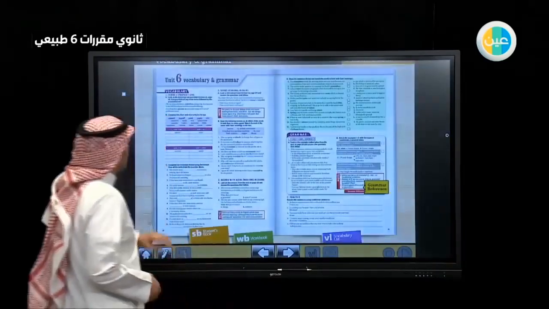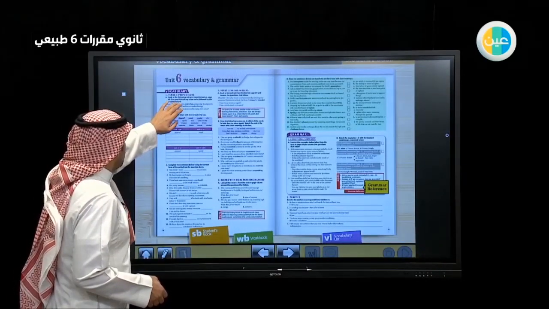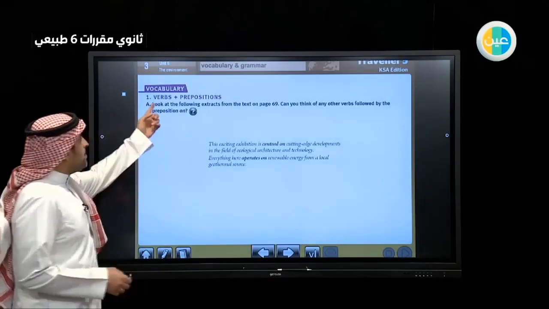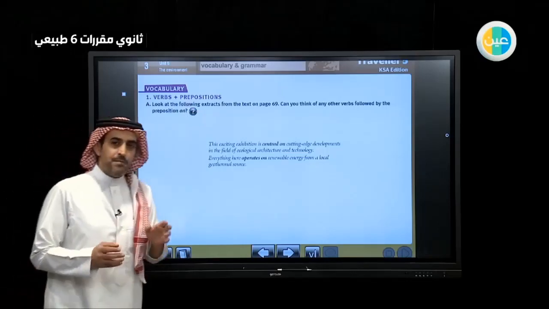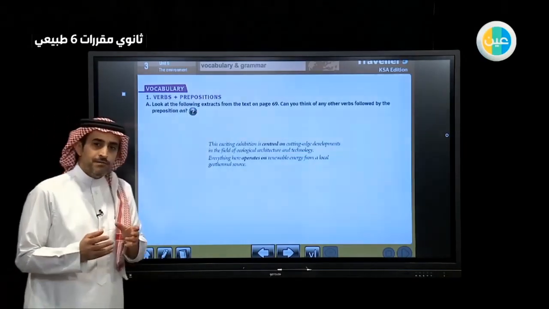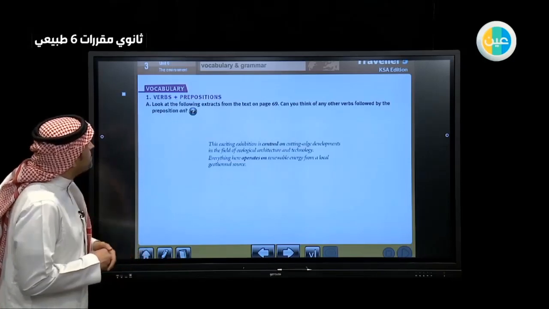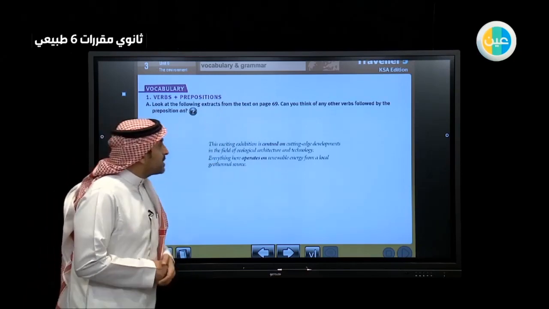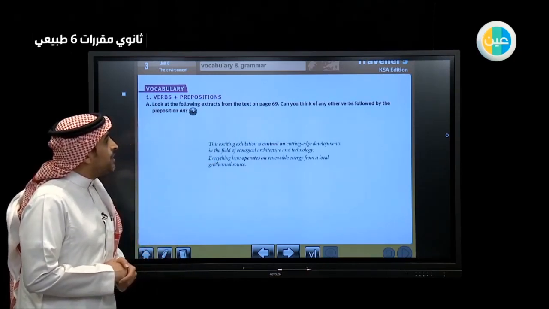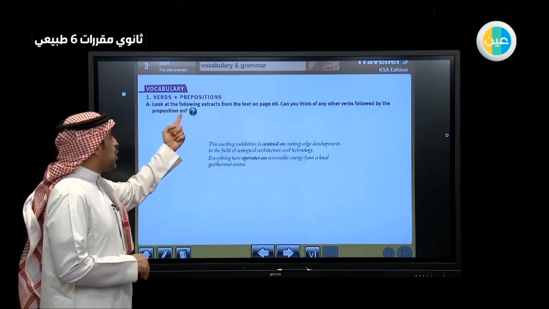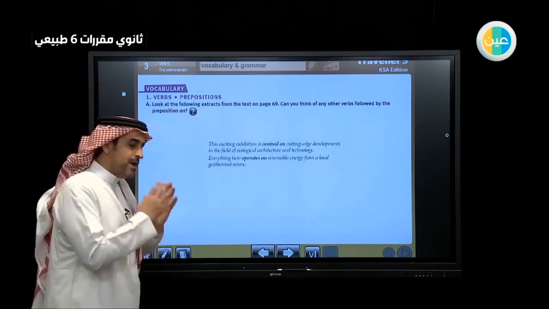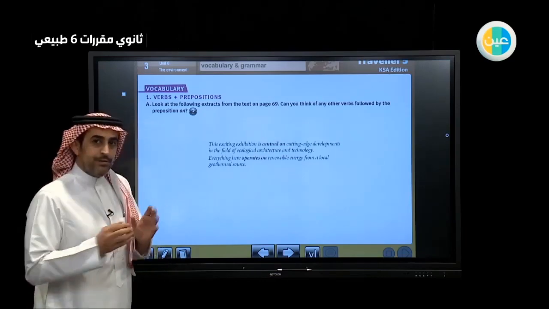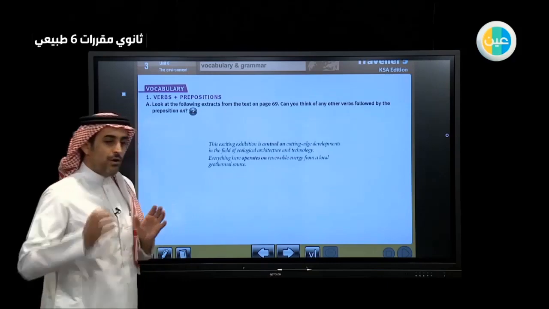Okay. Now go to page 70, please. Verb and preposition. What's the meaning of verb and preposition? This is the phrasal verb. Look at the following extracts from the text, page 69. Can you think of any other verbs followed by the preposition on? Think about a verb followed by on. For example, keep on, carry on.